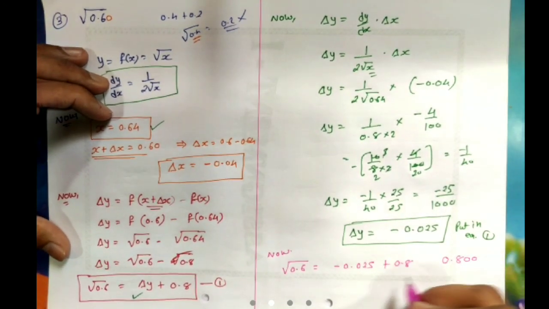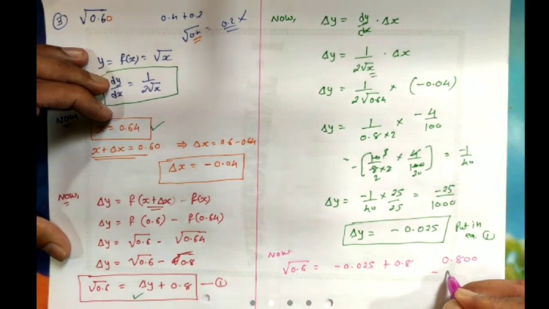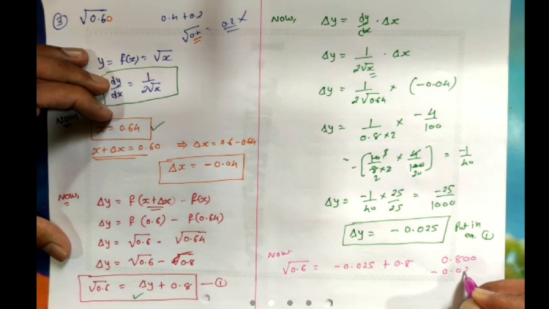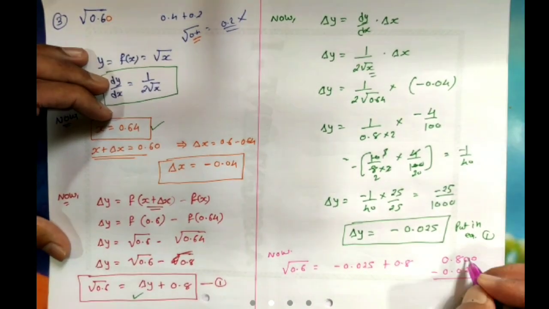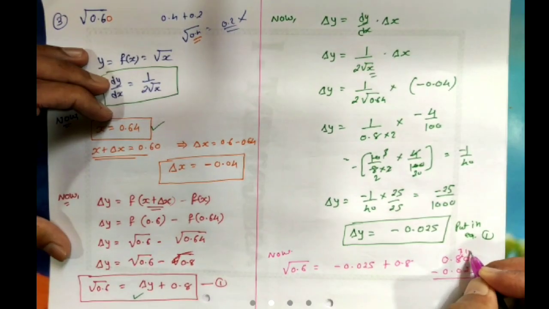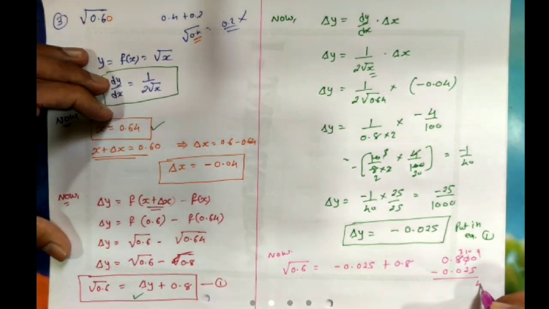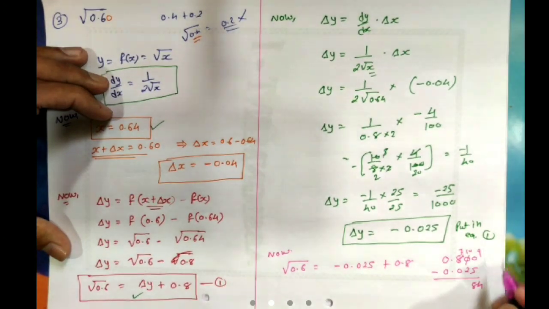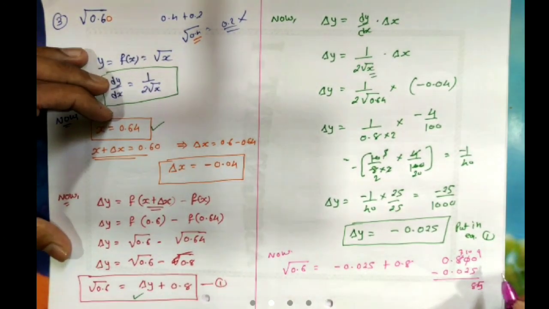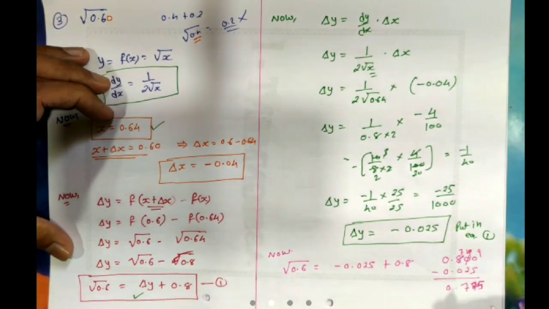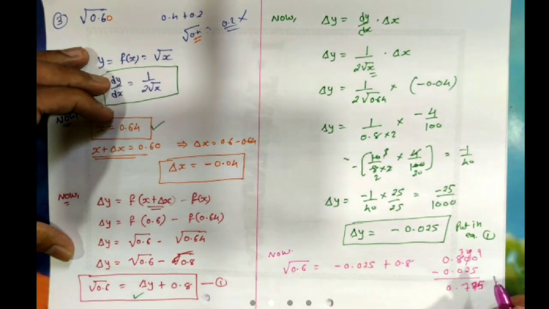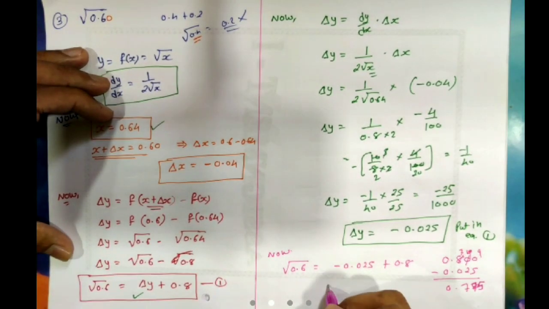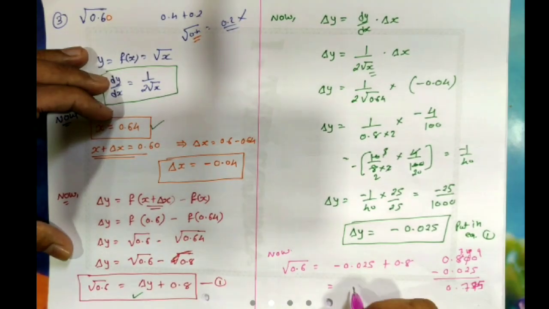0.800 minus 0.025, subtraction. So this will be 7, 10 and 9. So it's a 4, this is 8, no, 10. So it is 5. This is 9. This is 7. This is 7. And this is 0. So our answer is 0.775.